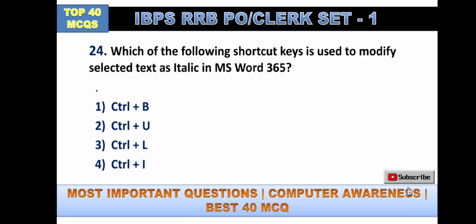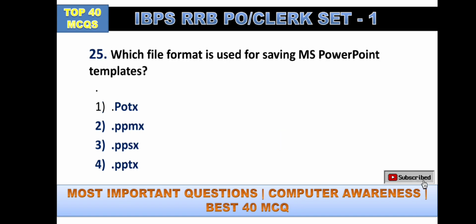Which of the following shortcut keys is used to make selected text italic? See, this I have told you. See, it is Ctrl plus I. Okay. Which file format is used for saving MS PowerPoint templates? See, we use .potx. First one, option number 1, .potx.